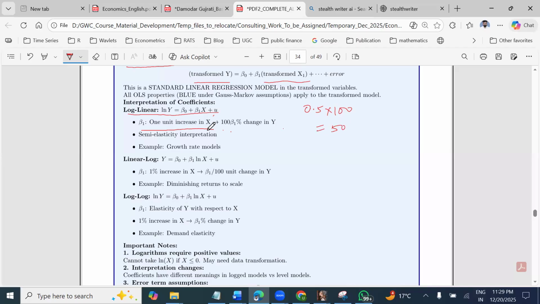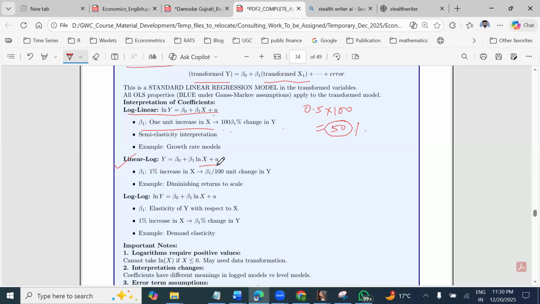So it means when x increases by 1 unit, because here there is no change in x, you have not transformed the x, you are using original units. So you will interpret like this: if x increases by 1 unit, then y increases by 50 percent. Okay, how much percentage change happens in y? 50%. Okay.